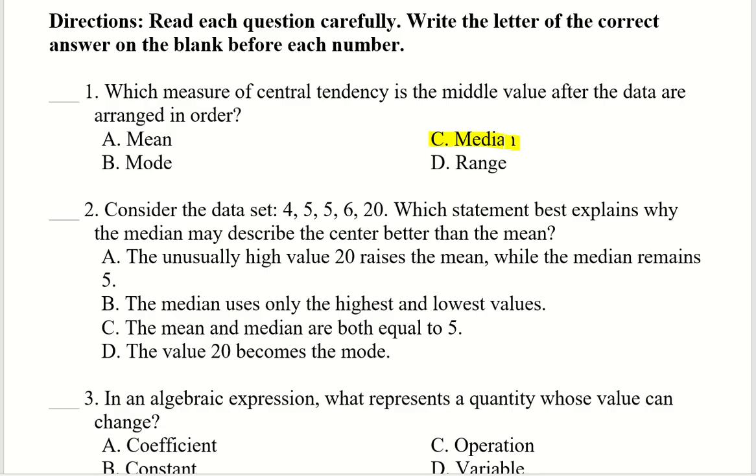Okay, so for number 2, the unusually high value of 20, kasi malayo po yung value ng 20 natin for the other data given. So the unusually high value 20 raises the mean while the median remains 5. So medyo malayo, so yung mean natin is magiging inconsistent po. But dun sa ating median, if we're going to arrange it, that is still 5 po, either we arrange it in increasing or decreasing order.